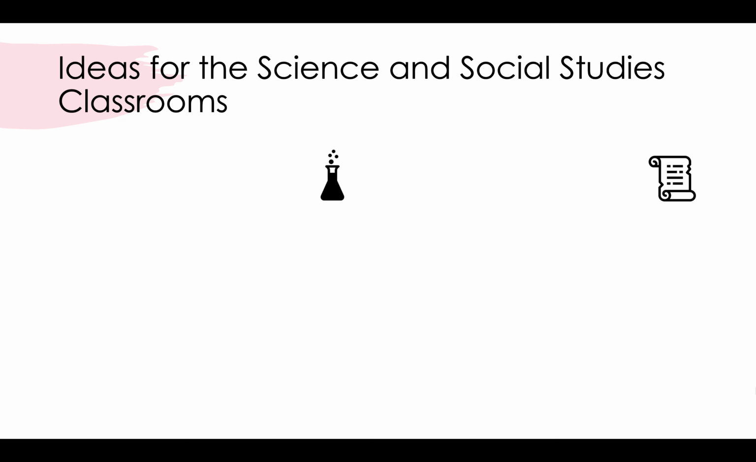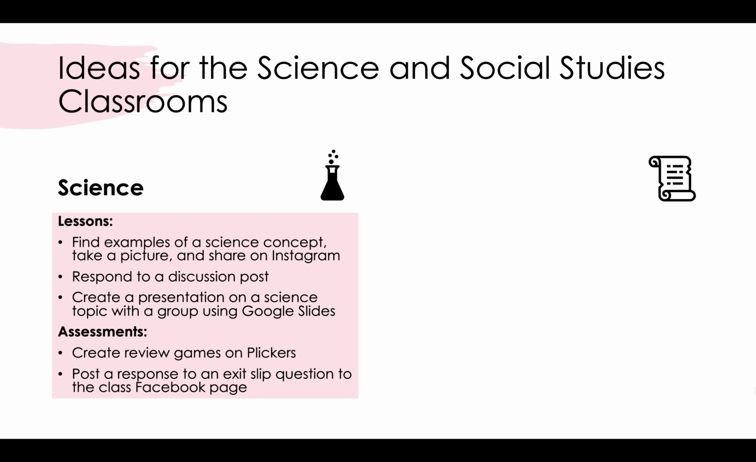Web 2.0 and social media tools are also valuable in the science and social studies classrooms. In science, students could be asked to take pictures of science concepts and share them on Instagram. For example, students could be asked to take a picture of a mammal, post the picture to Instagram, and caption the picture with the characteristics that make the animal a mammal. Students could also respond to a science question on a discussion post. Finally, students could collaborate on Google Slides to create a presentation on a science concept.